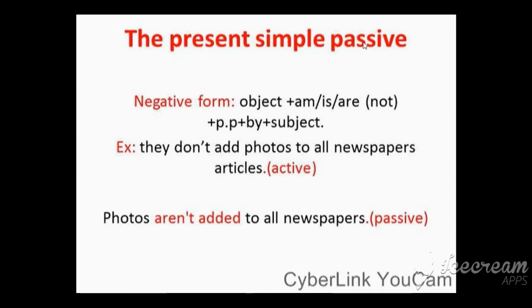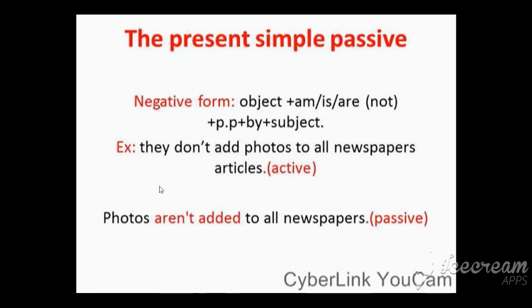The present simple passive with negative form. Negative means النفي، الجملة المنفية اللي فيها كلمة not. Okay? So the formation is object, am, is, or are, not, plus past participle, followed by by and the subject. This is the formation of the present simple passive negative form.